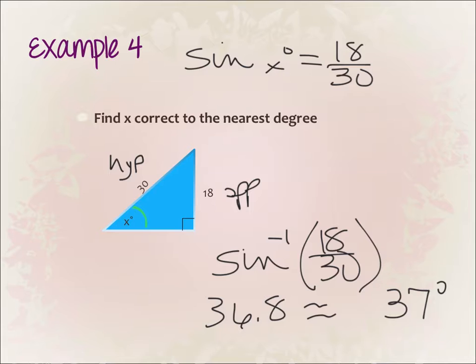You're going to have to divide this first, so do 18 divided by 30 equals, and then hit the function. On some calculators, you may have to do 18 divided by 30 equals, and then hit the sine, or the shift sine, okay? Does that make sense? So then after you hit that shift and sine, or second and sine, you should have gotten 36.8, and we're going to round it to the nearest degree, which is 37 degrees.